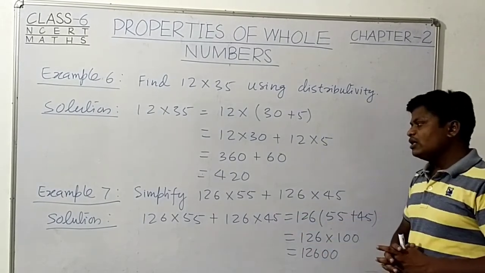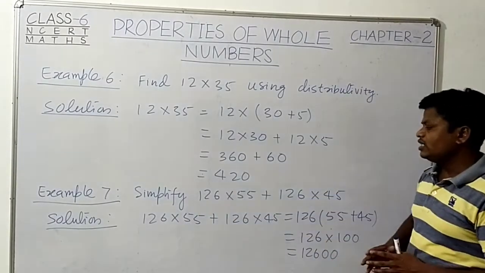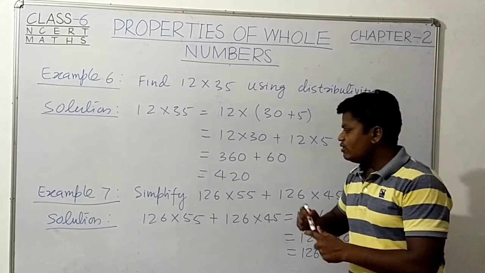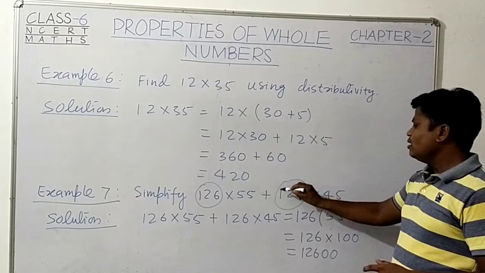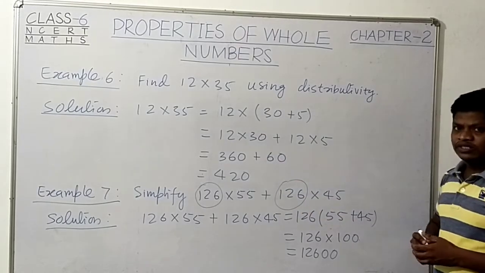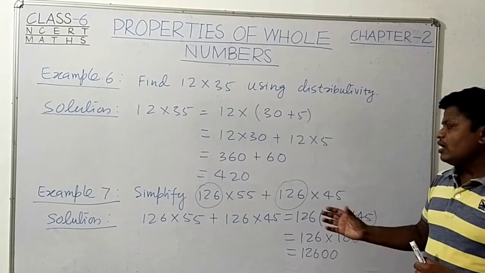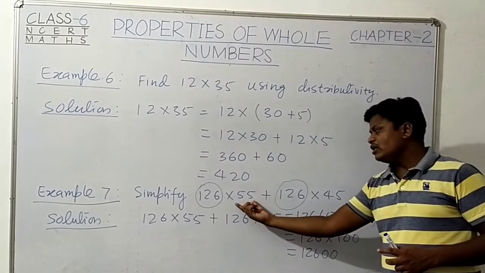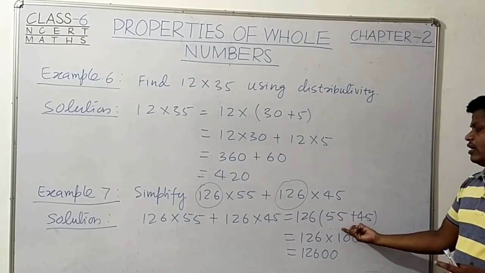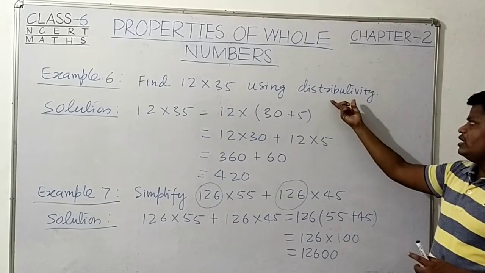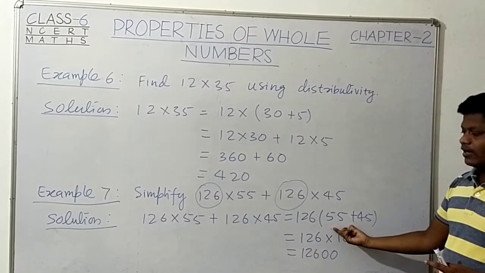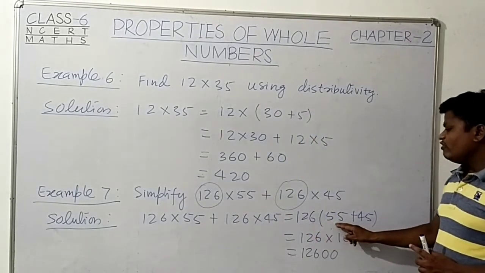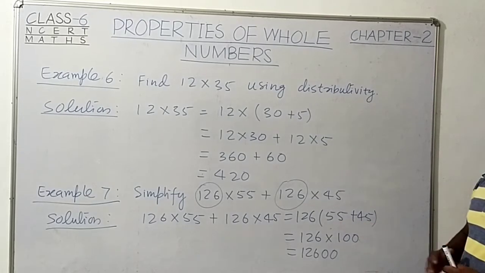Now we will see another question: simplify 126 into 55 plus 126 into 45. So here you can see that 126 is the common number which is coming in both sections of the given question, right? यहाँ पर आप 126 जो देख रहे हैं ये दो बार रिपीट हो रहा है. So 126 we have to take common and we have to write 55 plus 45 in the bracket, right? यहाँ पर भी हमने सेम डिस्ट्रीब्यूटिविटी प्रॉपर्टी ही यूज की है. तो 126 दो जगह रिपीट हो रहा है, इसलिए हमने इसको कॉमन बाहर निकाल दिया है ब्रैकेट के, और 55 और 45 will be added under the bracket, right?